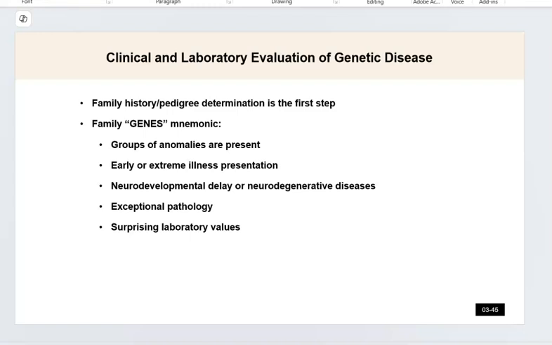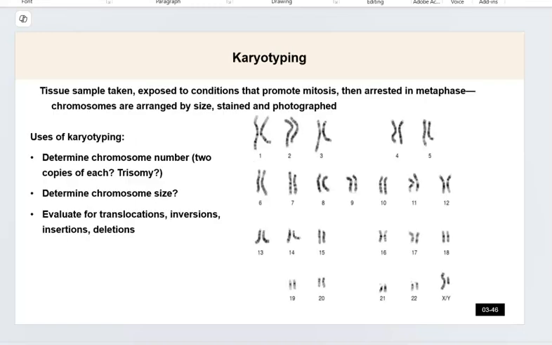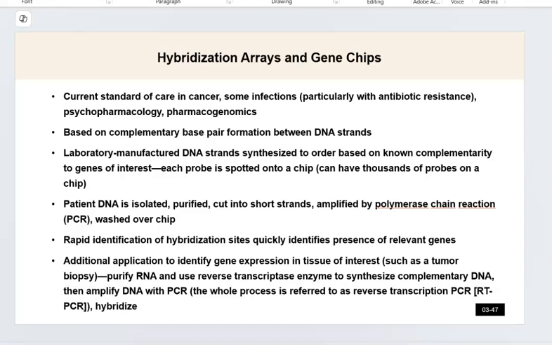So a family history or a pedigree determination is the first step. The FAMILY GENES mnemonic is groups, early, neurodevelopmental, exceptional, and surprising. Later, when we get into advanced physical assessment, you're going to need to do a genogram and practice this as well. We can do karyotyping. We're not going to get into a lot of detail about that right now.